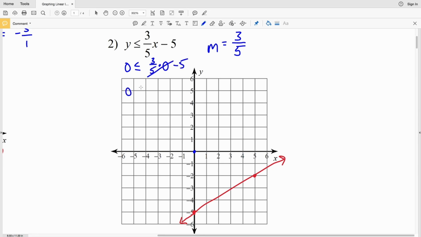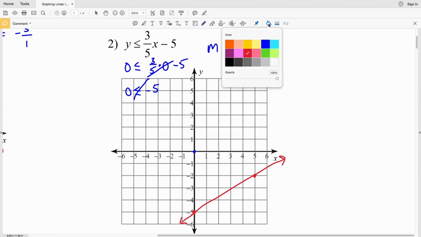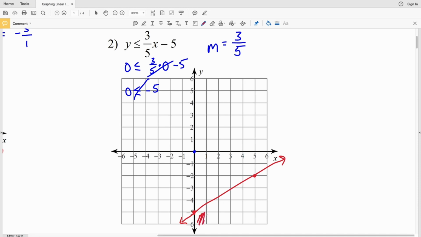We'll get that 0 is less than or equal to negative 5, which we know is not true. 0 is greater than or equal to negative 5, so the point 0, 0 is not included in the shaded region. So that means, therefore, we're going to shade below this inequality line. And that's the answer for number 2.